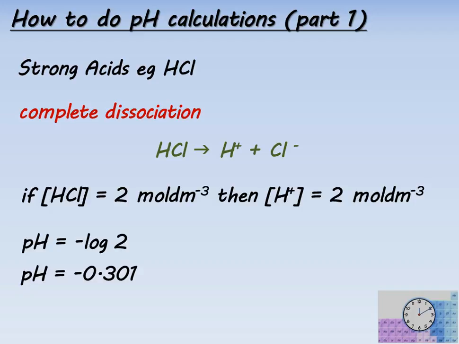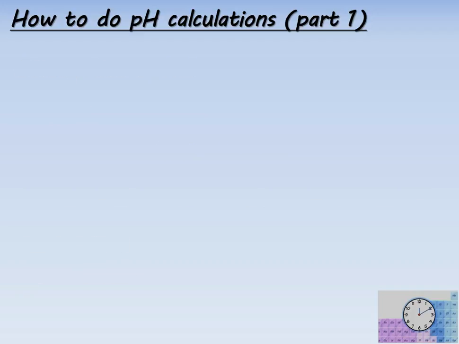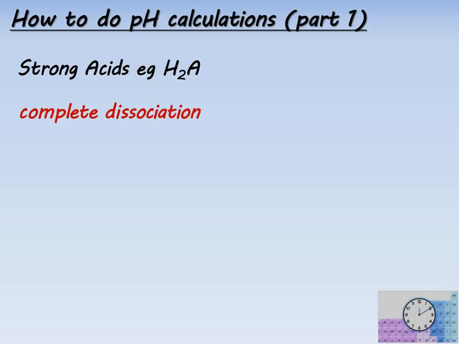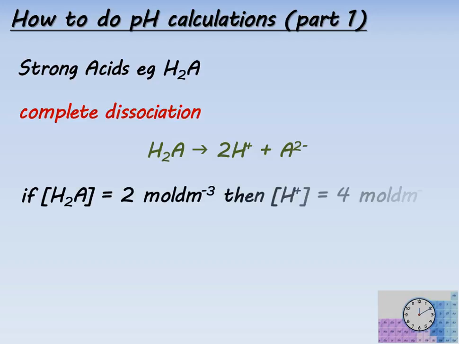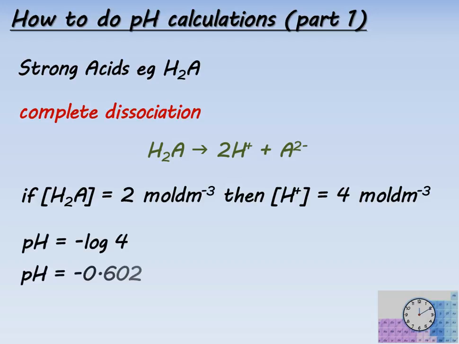Be careful because you may have some strong acids which are called diprotic. This means that they have 2 hydrogen ions that dissociate when it undergoes complete dissociation. So something like H2A would dissociate to form 2H plus and A2 minus. Consequently now, if we have a concentration of the acid of 2 moles per dm cubed, then the concentration of hydrogen ions is 4 moles per dm cubed. Put that into the equation, and we get a pH of negative 0.602.